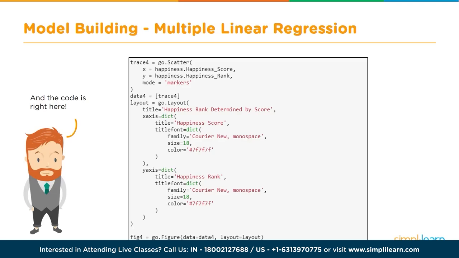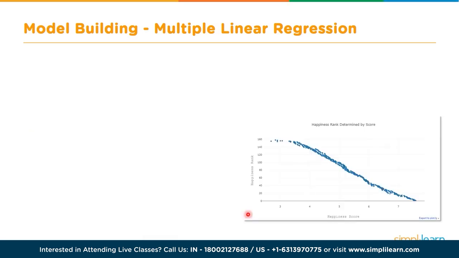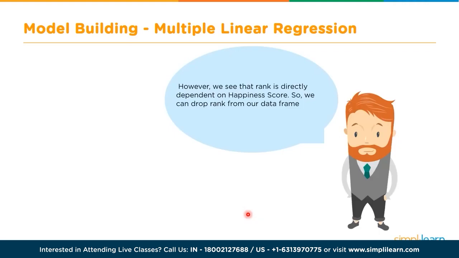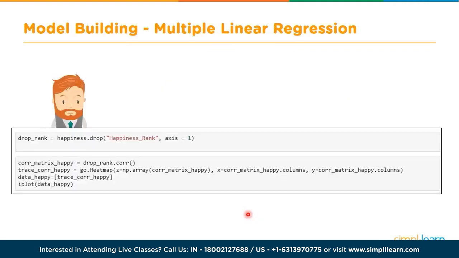And then we do some more plots to visualize this. We determine that rank and score are pretty much conveying the same message, so we don't need both of them, and we will drop one of them, and that is what we are doing here. So we drop the happiness rank. This is one example of how we can remove some columns which are not adding value. We will see in the code as well how that works.